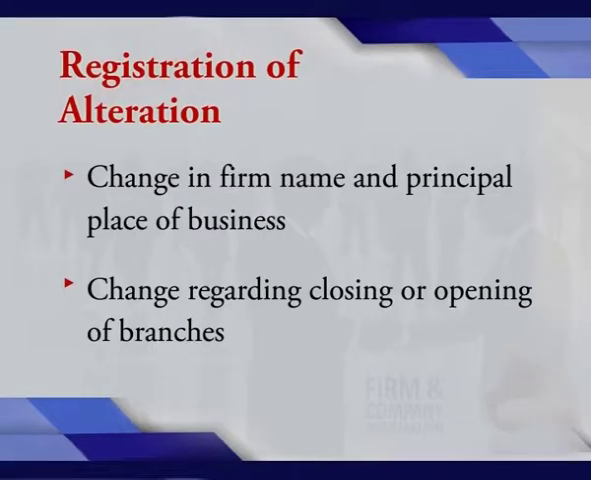There can be a change regarding closing or opening of branches. When the firm opens new branches or closes an existing branch, the necessary information needs to be supplied to the registrar of firms by any of the partners or an agent of a firm by sending a notice of change to the registrar of firms along with the prescribed fees. The registrar will then note down the necessary changes in the register. This does not apply to the principal place of business.